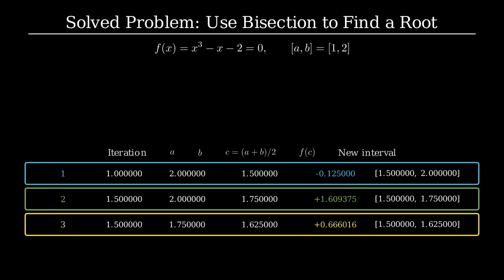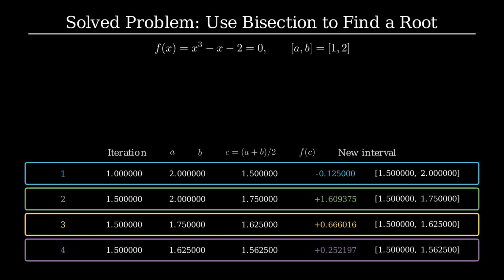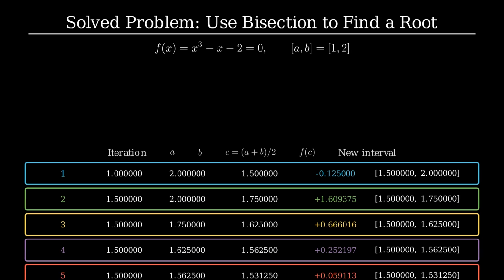Iteration 3 gives 1.625. With a positive function value, the upper endpoint moves to the midpoint. Iteration 4 gives 1.5625. The value is still positive, so we again reduce the upper endpoint. Iteration 5 gives 1.53125, with a small positive value. Iteration 6 gives 1.515625, with a negative value. The root is now trapped in a much smaller interval.